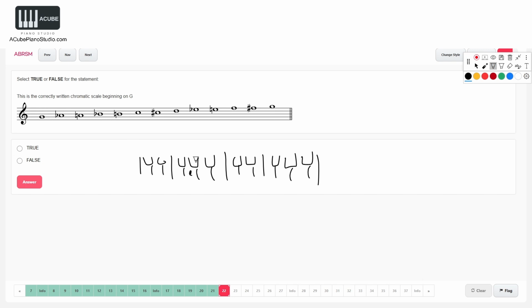A flat is here. A is here. B flat is here. B natural is here. C is here. C sharp is here. D is here. E flat is here. E natural is here. F is here. F sharp is here. G is here. So this is true. This is a correctly written chromatic scale beginning on G.